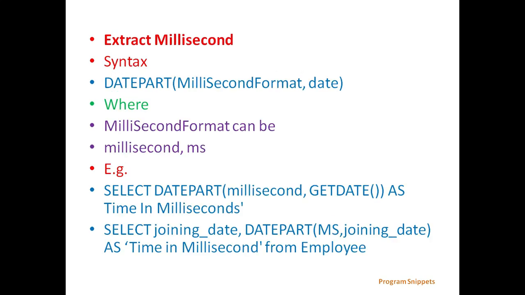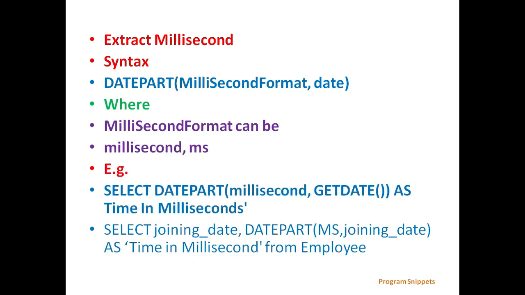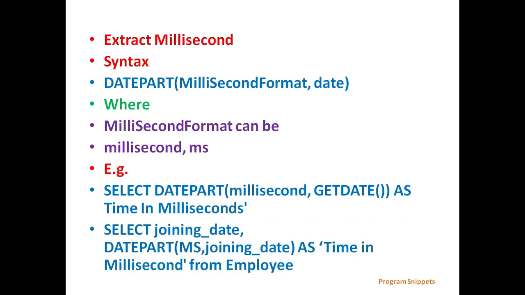Next is extract millisecond. General syntax is DATEPART with parameters millisecond format comma date, where millisecond format can be millisecond or ms. For example, SELECT DATEPART(millisecond, GETDATE()) will return current time in millisecond, and if we give SELECT DATEPART(ms, joining_date), it will return employee joining time in millisecond.